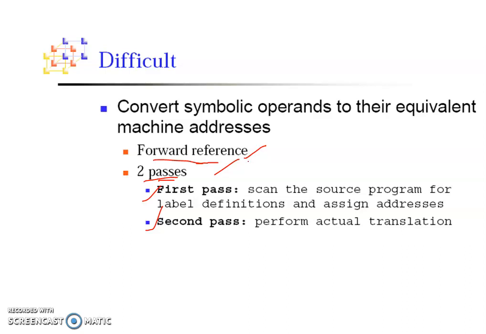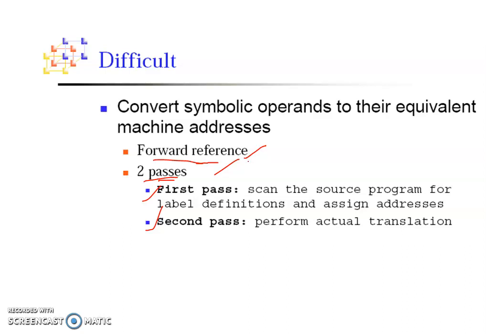So in the first pass, some labels' addresses will be assigned. The entire program will be scanned and you will be generating the labels and their corresponding addresses. Addresses will be allotted for every instruction. It checks the validity of the program based on the opcodes that are being used. In the second pass, it performs the actual translation, like opcodes. The machine equivalent of the opcode also will be translated.